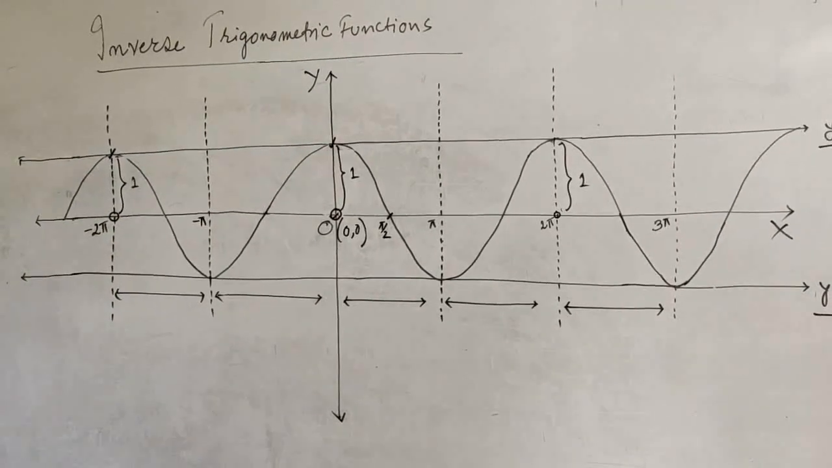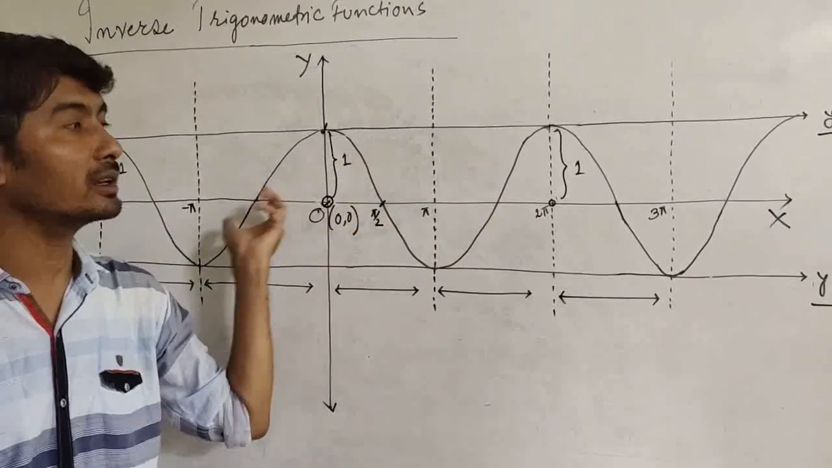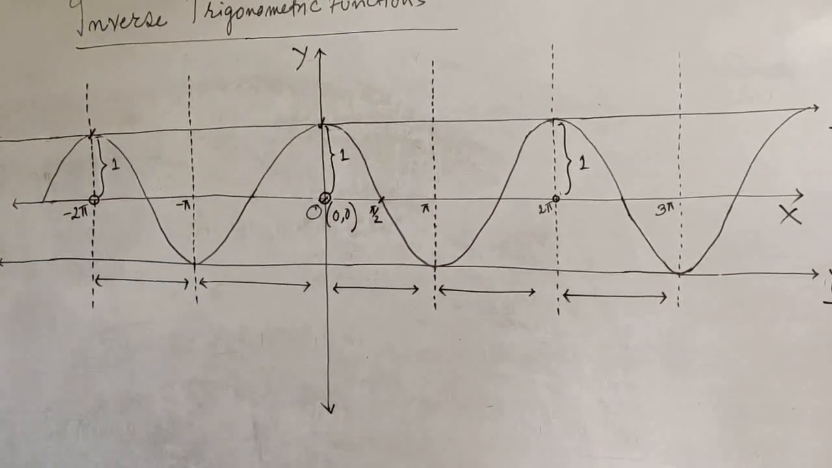Why is it not a one-one function? Because all these distinct values of x have the same value of y, which is 1.